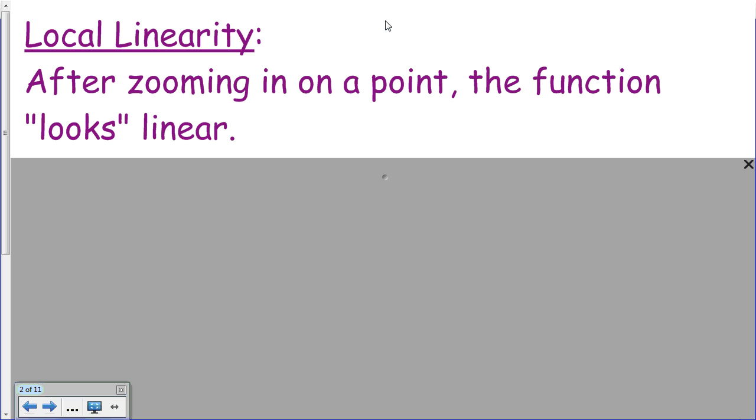It turns out that if your function has this property of being locally linear, then your function is differentiable, and vice versa. If your function is differentiable, then your function has local linearity at that point.